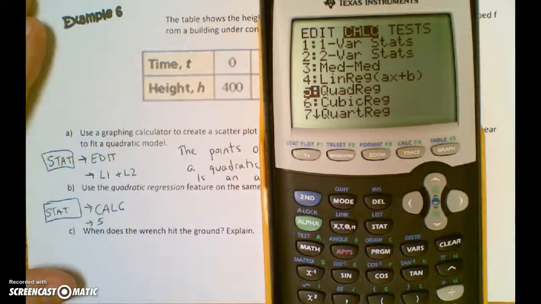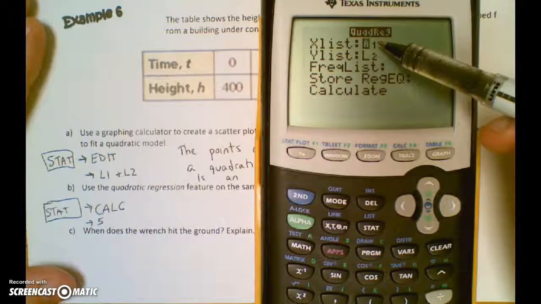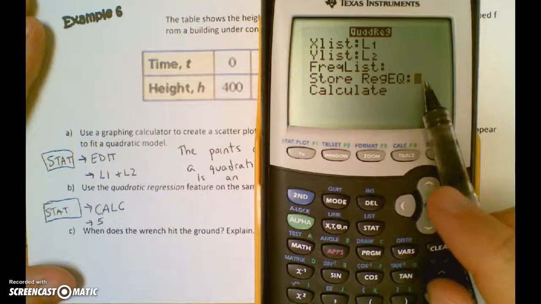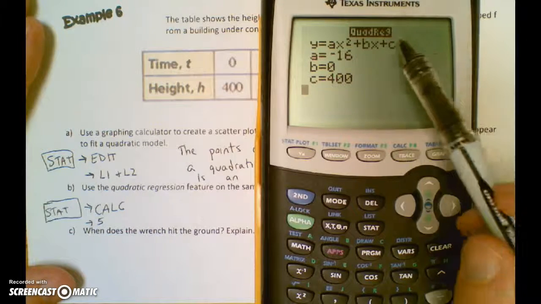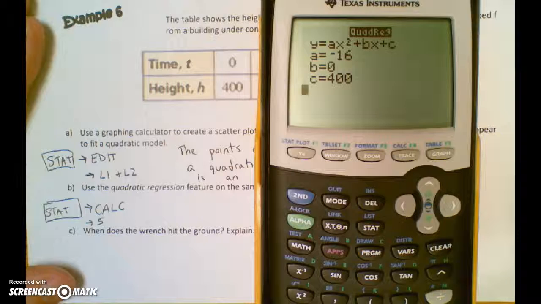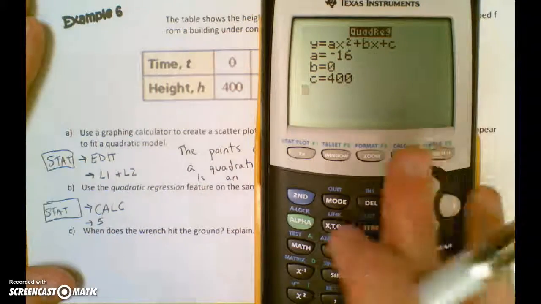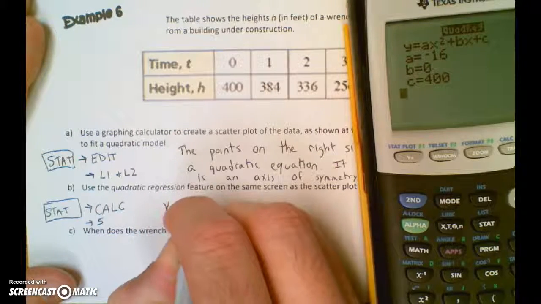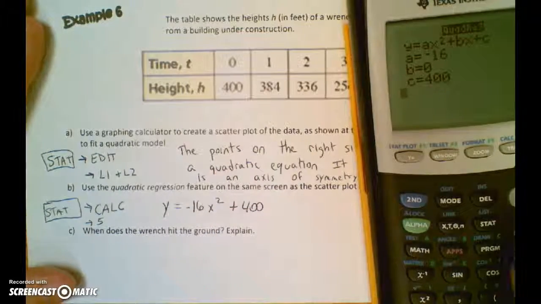So I hit enter. This is asking you for what your x values are, and that was our L1, and then the y values were L2. You don't need anything for the frequency list for this question, so you just hit calculate. And now it's giving me the quadratic equation in standard form, and it's telling you what the values of a, b, and c are based on the data that we've given it. So my a value is -16, my b value is 0, my c value is 400. So I can write the equation y equals -16x squared plus 400, because 0 times x is 0, so I don't need to write that part down.